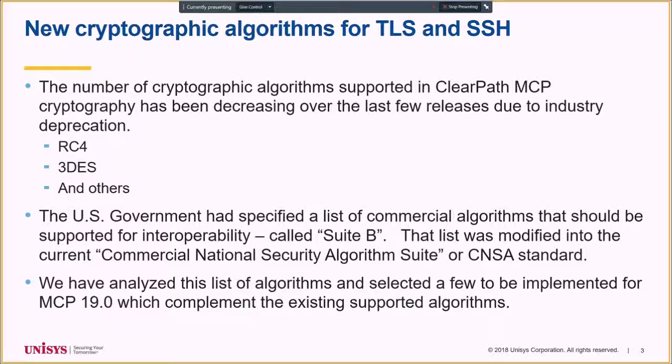There has been a long list of commercial algorithms that should be supported by the United States government. It's been called Suite B for a lot of years. They've modified the list now to be called the Commercial National Security Algorithm Suite, or CNSA, for standards. We've taken a look at that CNSA standard and come up with a list of algorithms that merged with what we currently have to complement what we have in MCP already, and we've expanded what we support.